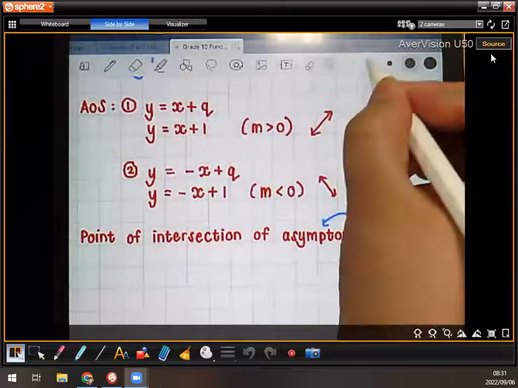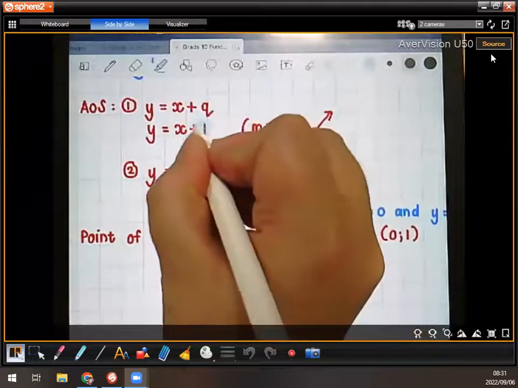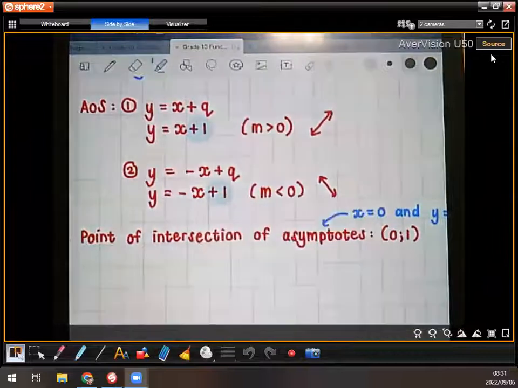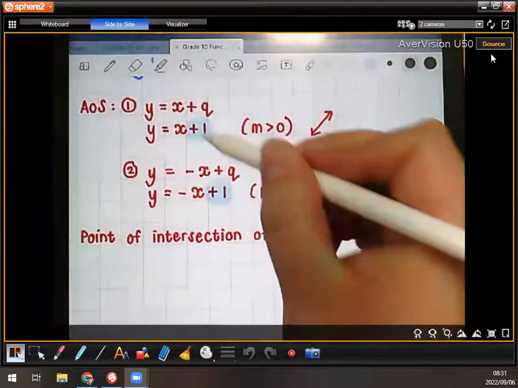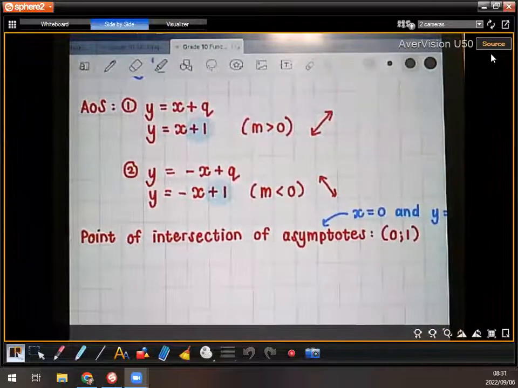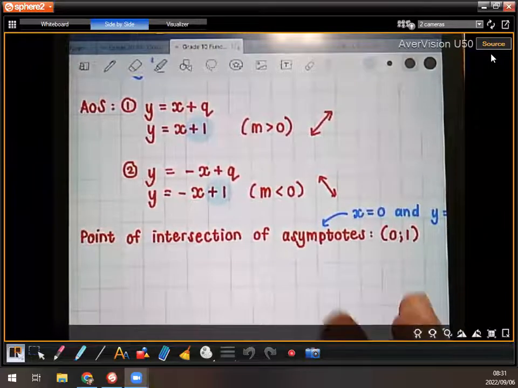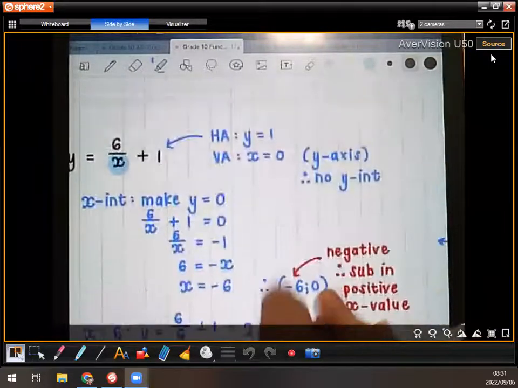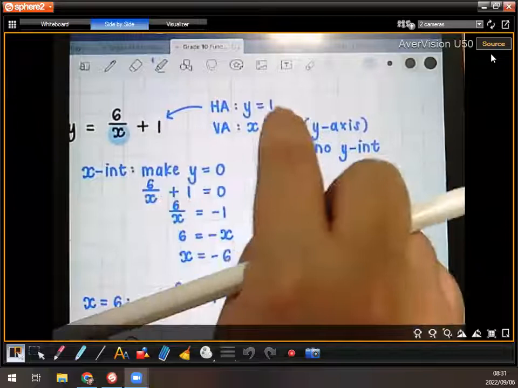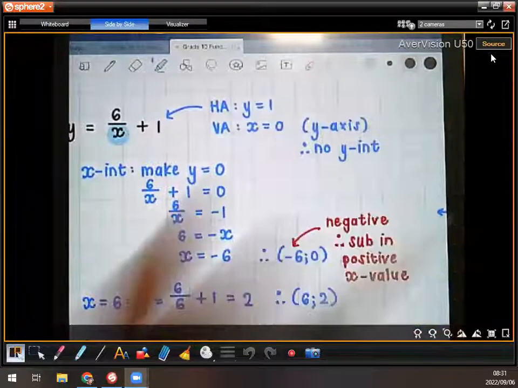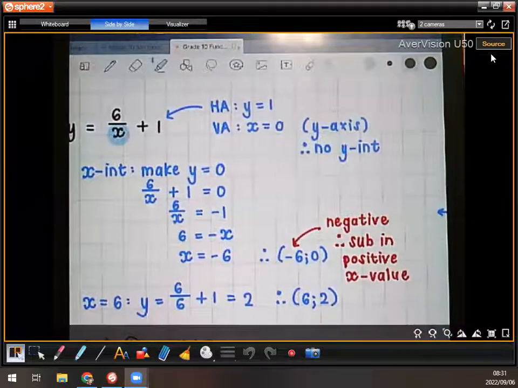This value here is the y-intercept of both of those graphs. I have the same y-intercept. And where did this y-intercept come from? The plus 1, where did that come from? From the q value of the original graph, right? And the q value of the original graph gives us the equation of the asymptote. So all of these things are linked.